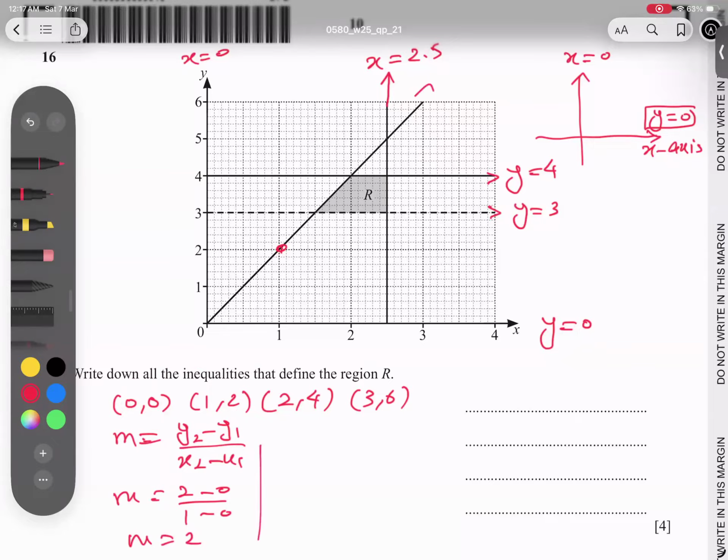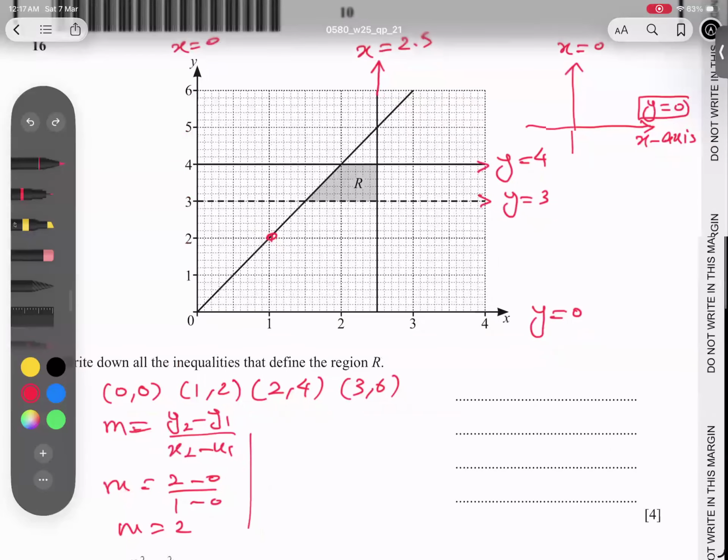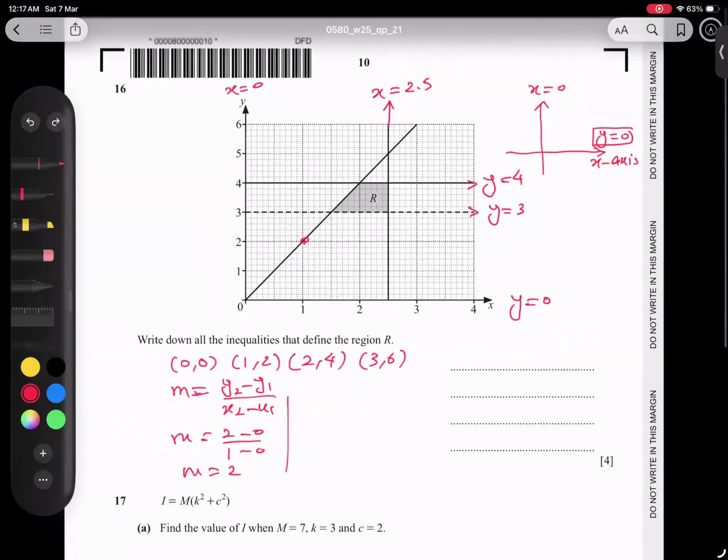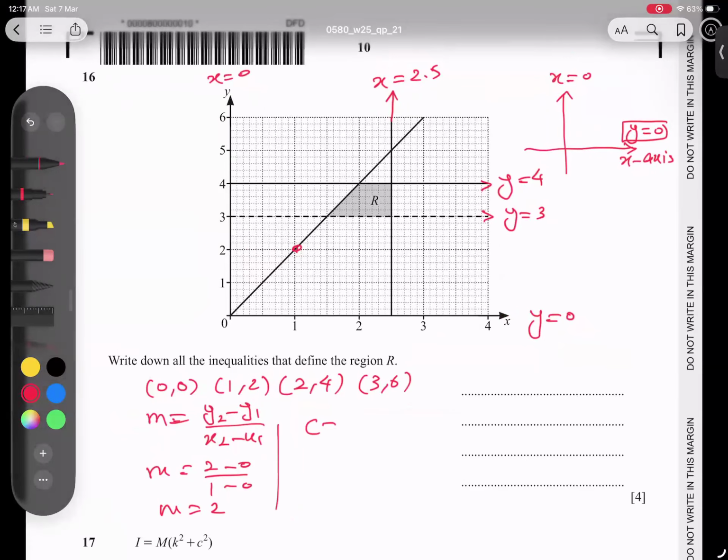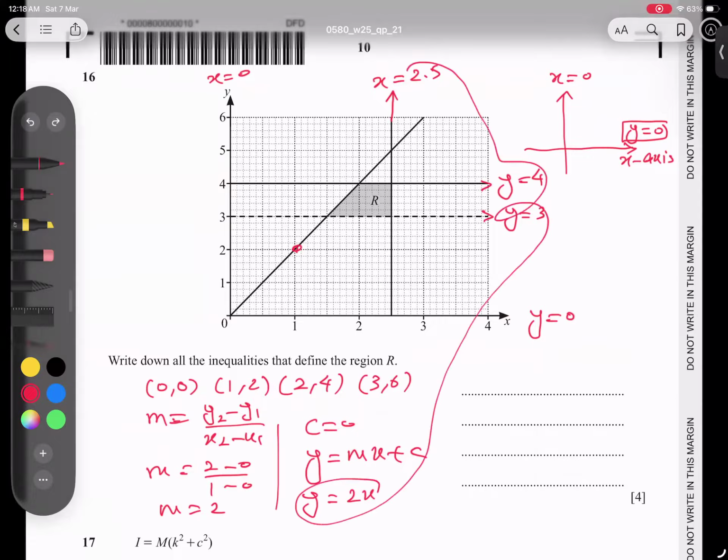What is the y-intercept? The line cuts the y-axis at 0. So without any working, I can say that the c value is 0. What is the equation of the line? y equals mx plus c. m is 2, c is 0, and we got it. We're getting 2x plus 0, and writing 0 is not compulsory. This is my fourth line. So that is one line, second, third, and fourth.